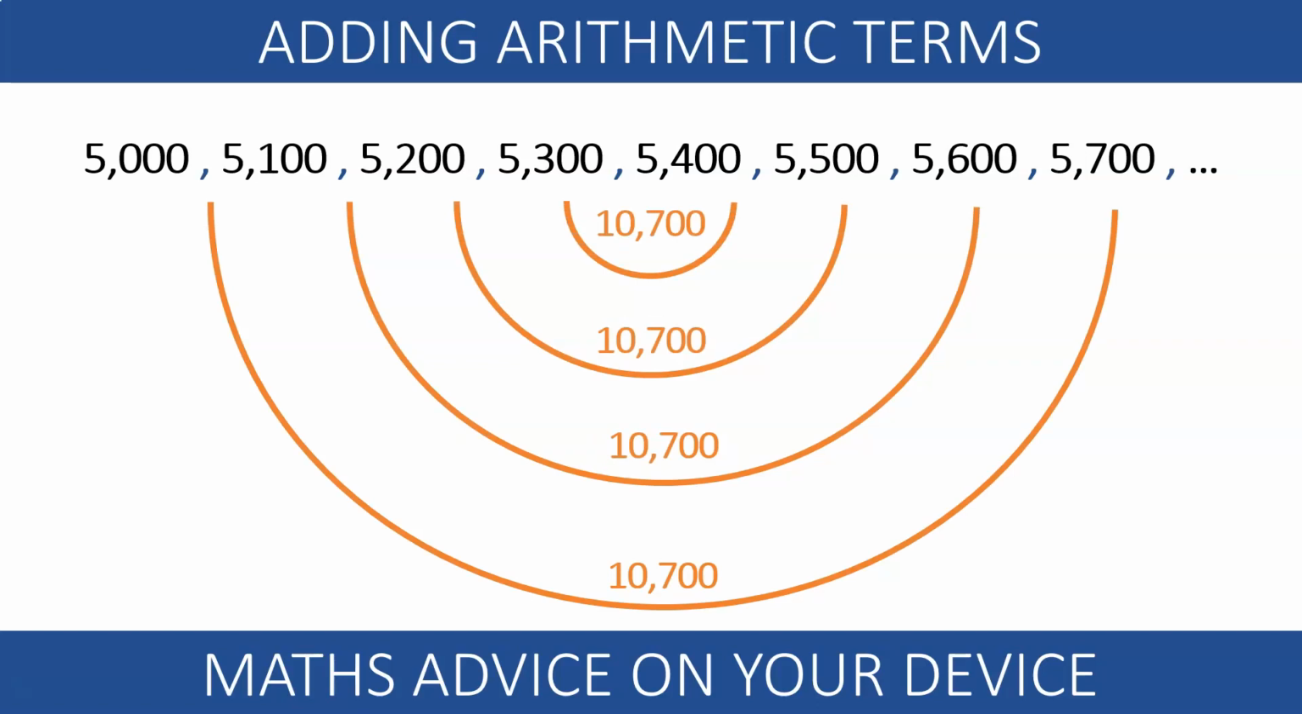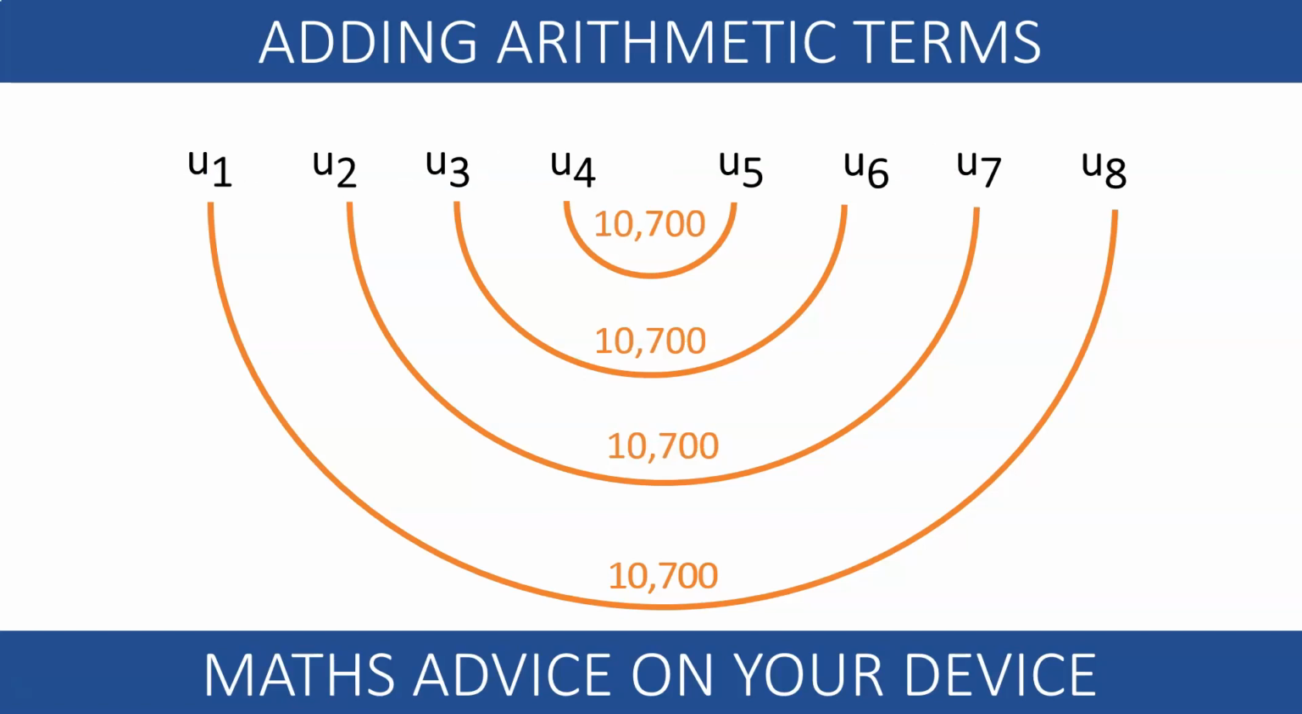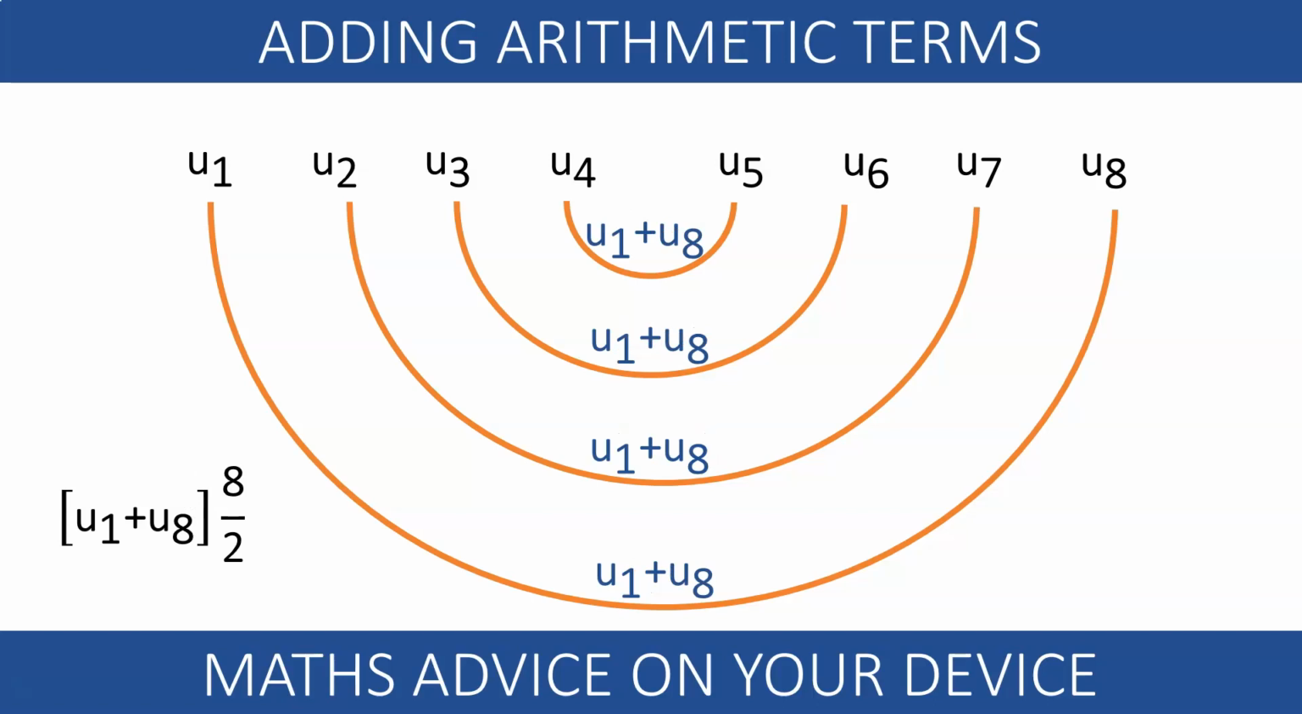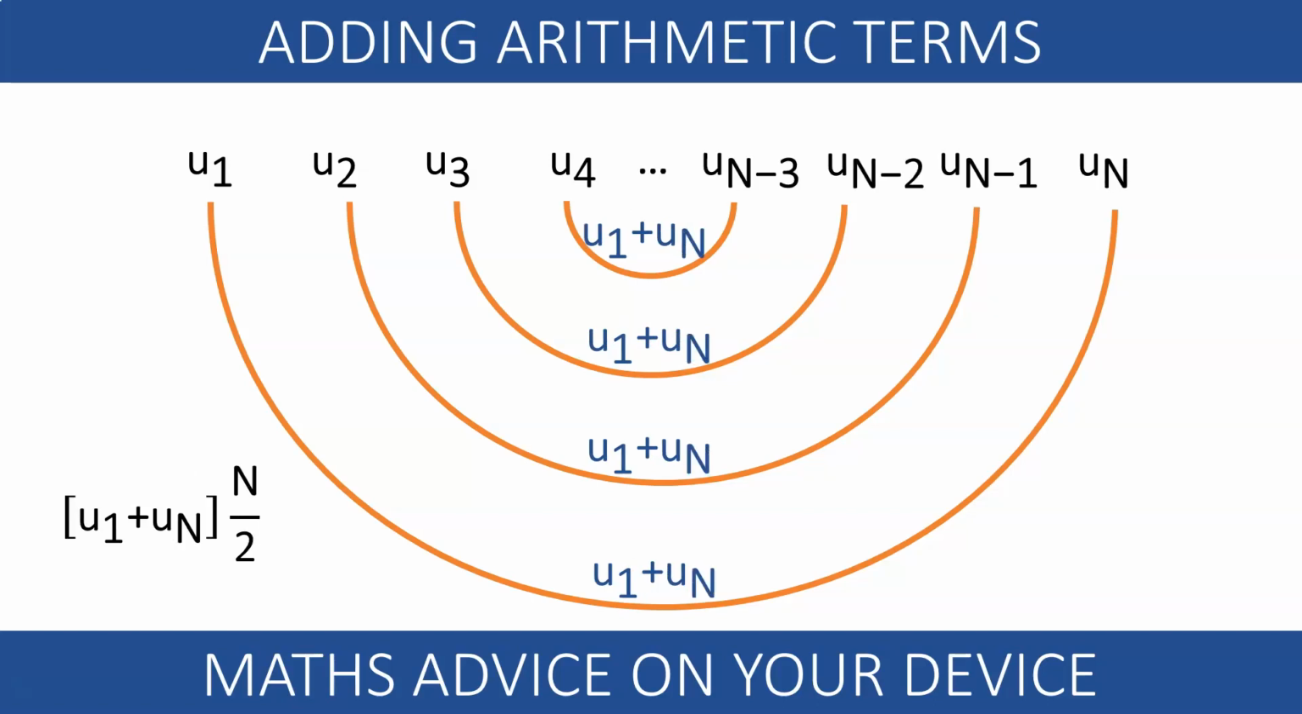Notice that we can pair them up because each of the 4 pairs adds up to the same amount. In an arithmetic sequence with 8 terms, all we have to do is add in the first and the 8th term and multiply this sum by half of 8. We can generalize this for any arithmetic sequence with n terms.